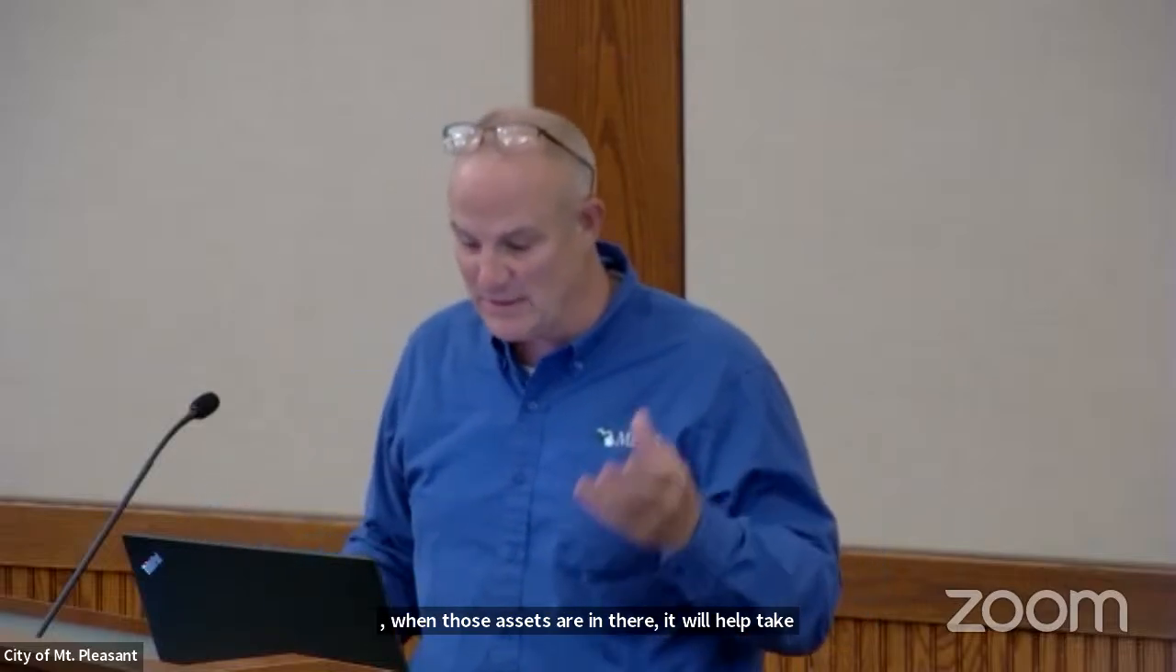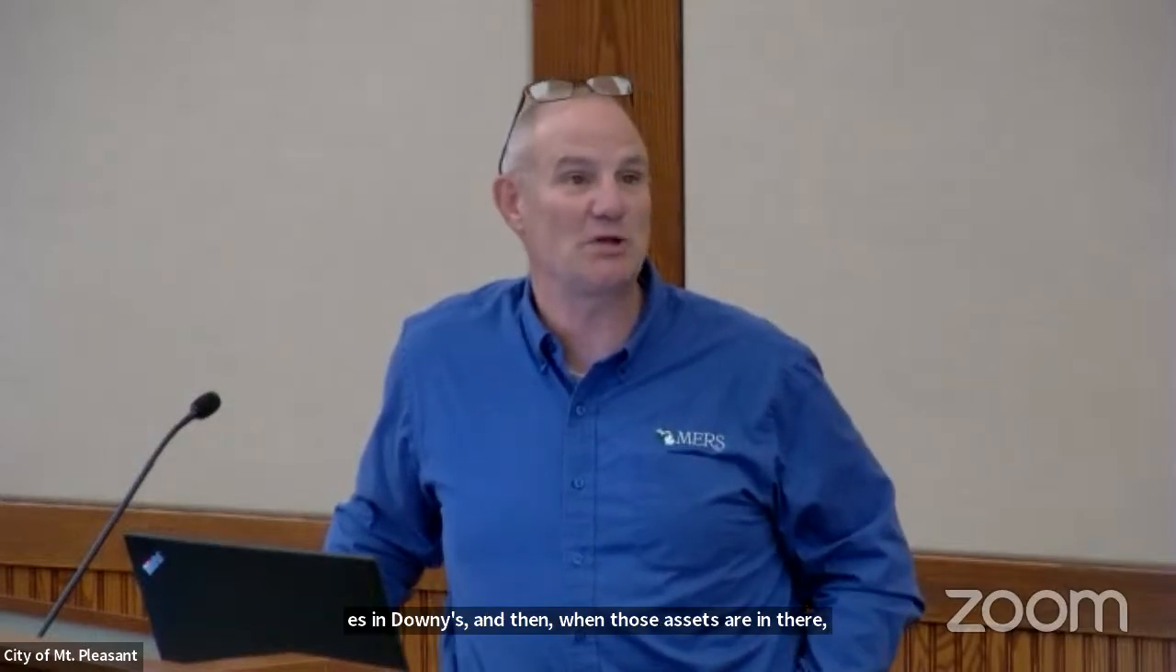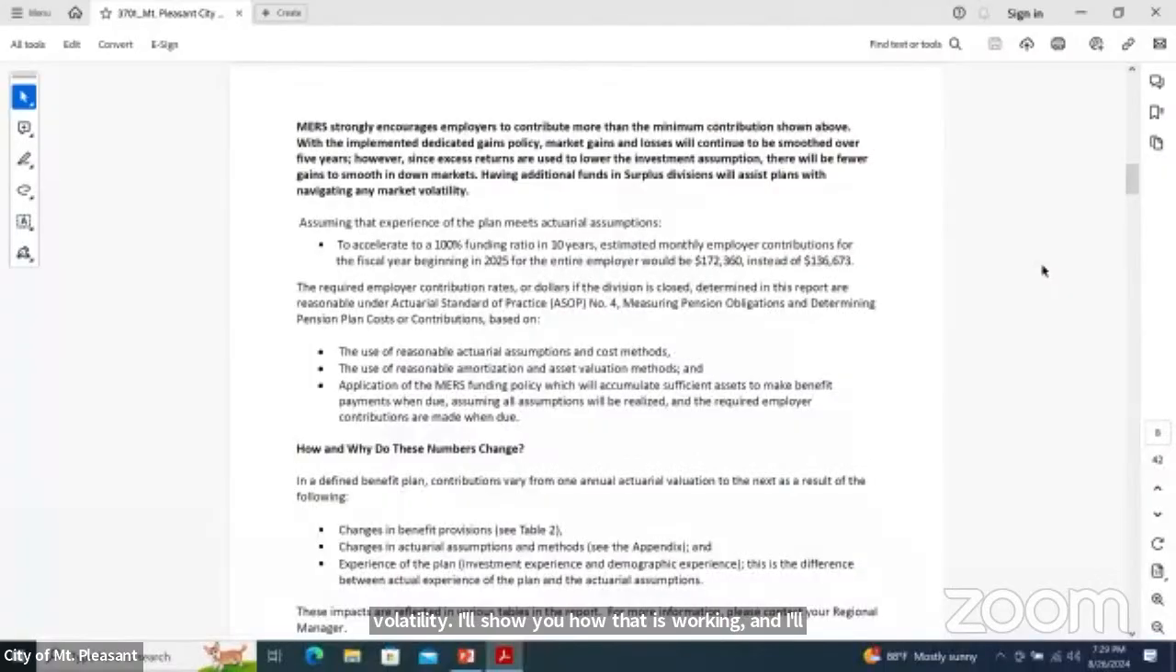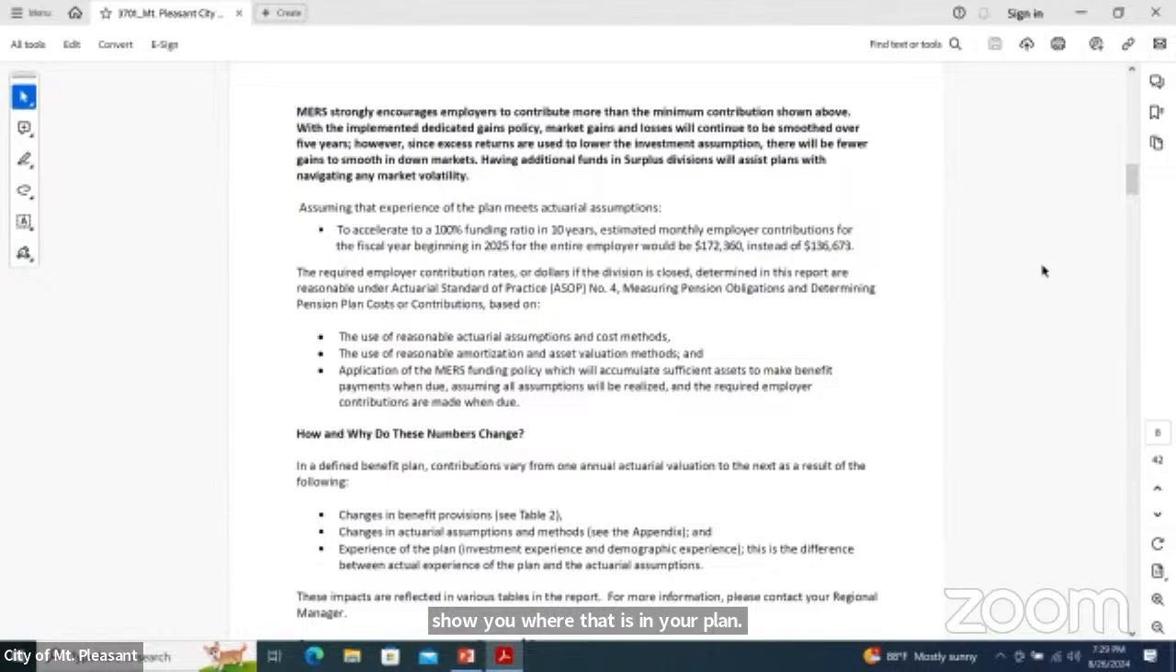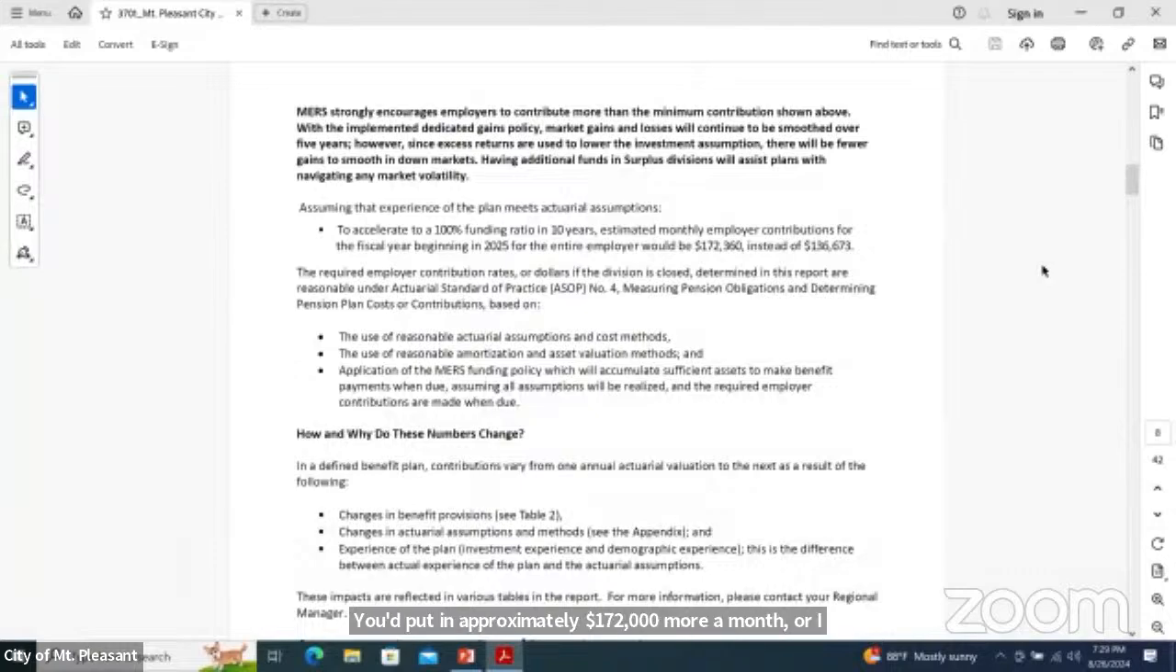We mentioned at the bottom of this top column what is called the surplus funds division, which really assists plans with navigating that volatility. I'll show you how that is working, and where that is in your plan. But one example of putting in additional dollars to get to 100% funded quicker: you're currently on track, if all assumptions are met, to get there in about 16 years. But if you wanted to get there sooner, like in 10 years, if you had the dollars to do so, you'd put in approximately $172,000 more a month instead of the $136,000 that you're required to fund this plan. Don't have to, but that's just an example of how putting additional dollars in sooner gets you to a higher percent funded quicker if you would like to.